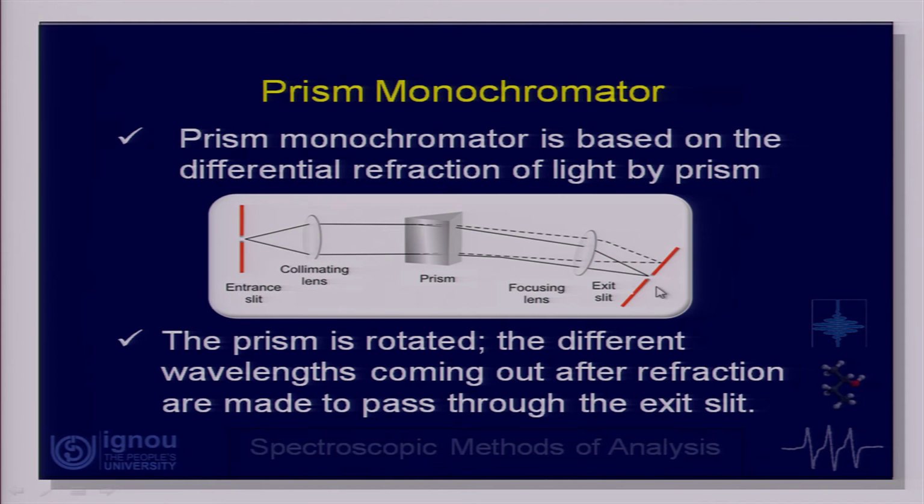Suppose I want to get wavelength lambda 1. What I do is make the prism rotate in such a fashion that only that particular wavelength is allowed to pass through. I rotate it further, another wavelength comes, and so on and so forth. This is all done by computer control. That means we rotate this prism in such a fashion that we get the desired wavelength from the exit slit.